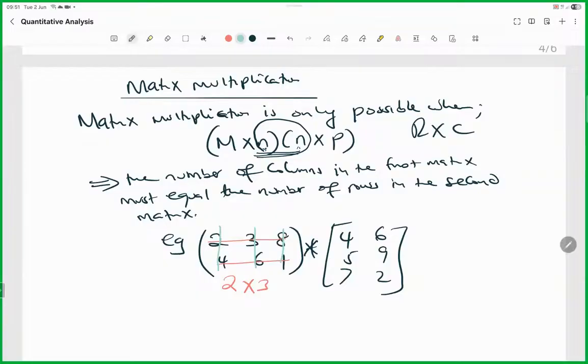How about the order of the second matrix? Order of the second matrix. This one has 1, 2, 3. It has 3 rows by how many columns? 2 columns. So are the two matrices compatible for purposes of multiplication? What makes you think they are compatible?